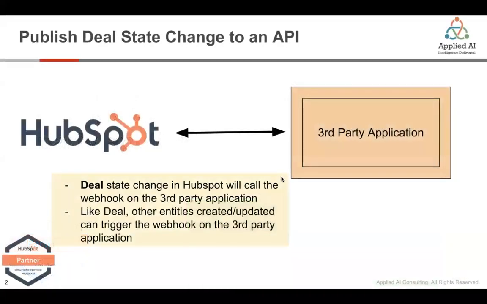Okay, just one quick slide, and then we'll get into the actuals. So let's take an example of a deal. If a state changes in the deal in HubSpot, then how do I make a call to a webhook or an API of a third party? And like deals, other entities can also trigger the webhook on the third party application. Okay, so let me jump into showing how to do it.